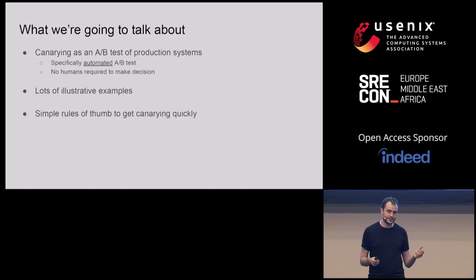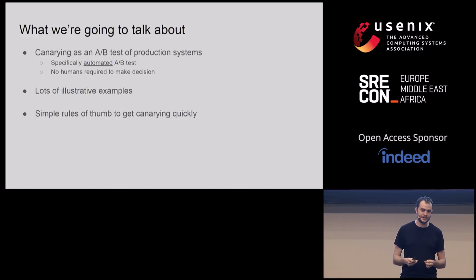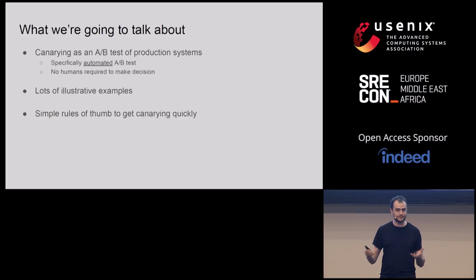In fact, as I was writing the presentation, I realized that in my examples, I don't think I have more than 10 replicas of anything. So canarying large populations might be a bit of a lie. But then again, what works for small might work for large. And last but not least, simple rules of thumb to get to canarying quickly, to make it easy and approachable and start using it really fast.